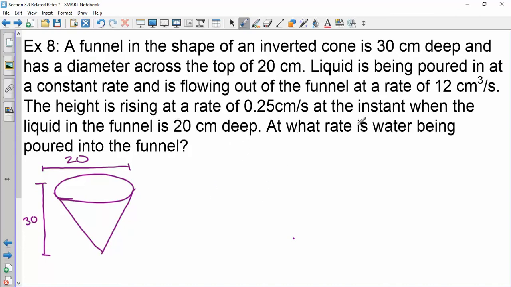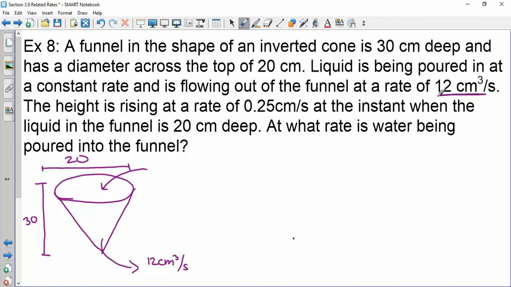We have two things going on. We have liquid being poured in at some constant rate, and it's coming out the bottom at the same time. Okay, so we don't know how fast it's coming in, but it's coming out at a rate of 12 cubic centimeters per second.